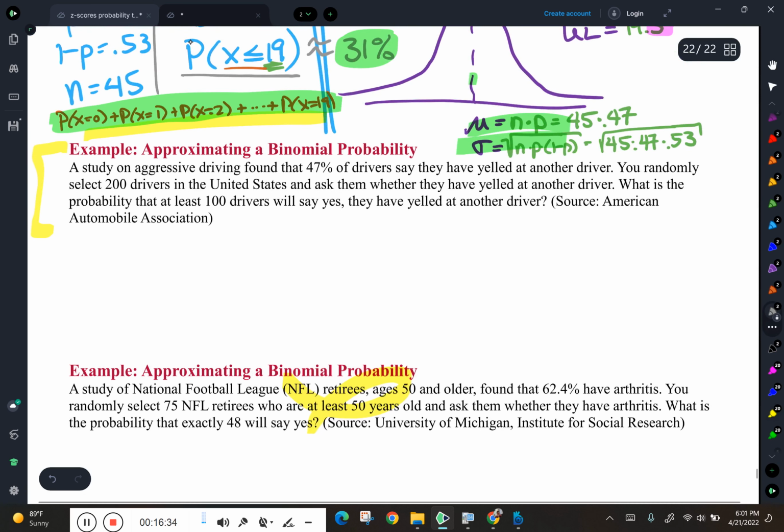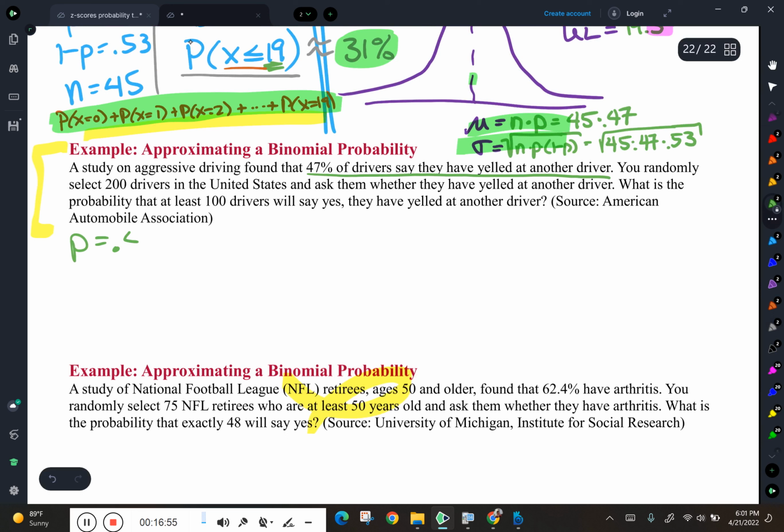All right. A study on aggressive driving found that 47% of drivers say they have yelled at another driver. You randomly select 200 drivers in the United States and ask them whether they have yelled at another driver. What is the probability that at least 100 drivers will say yes, they have yelled at another driver? Okay. That defines success. So success is we yell at somebody.